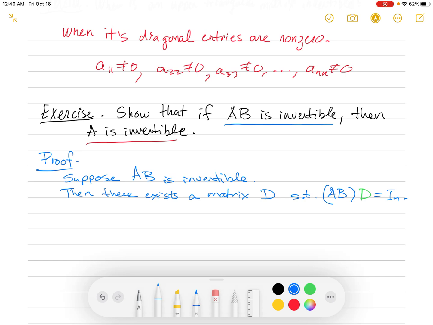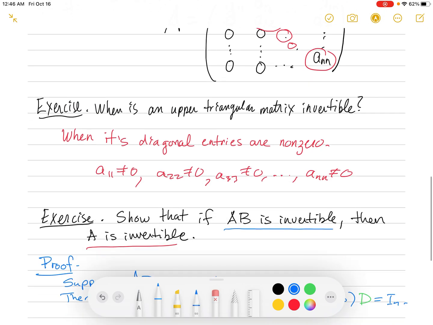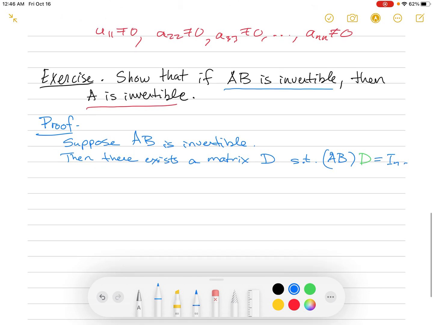Now the definition of invertibility is there is a matrix D such that AB times D equals the identity and D times AB equals the identity. But if you remember, you only have to do it on one side. That was number 9 in the invertible matrix theorem. You only have to multiply your matrix from the right to get the identity, and that's what I'm doing. AB times D, so D is coming from the right.